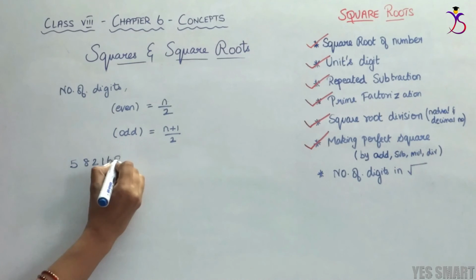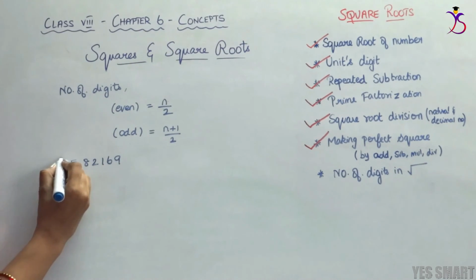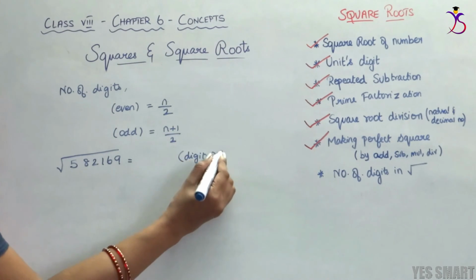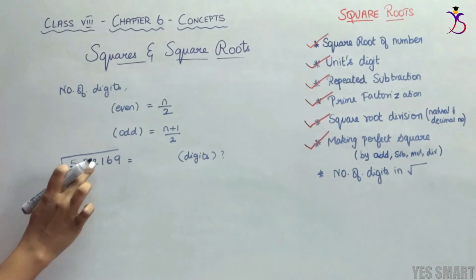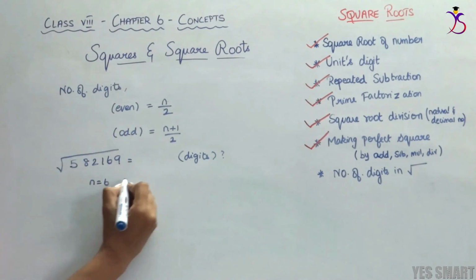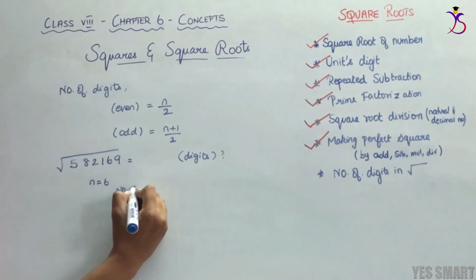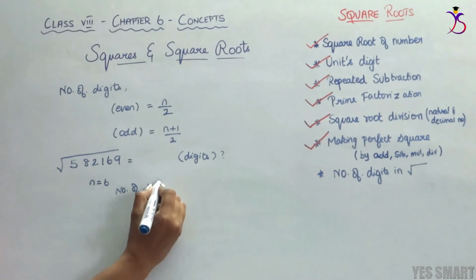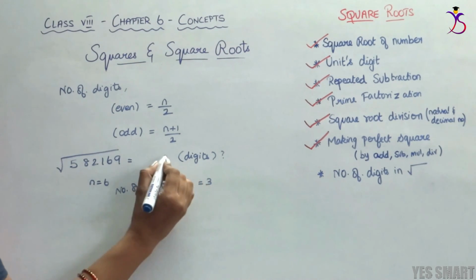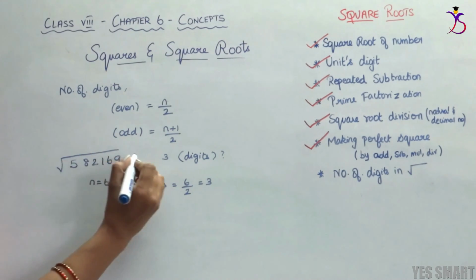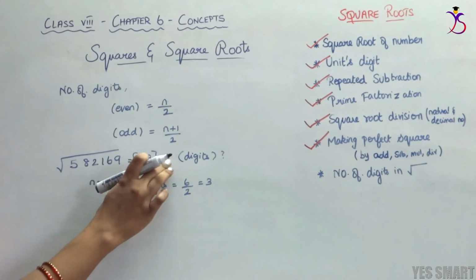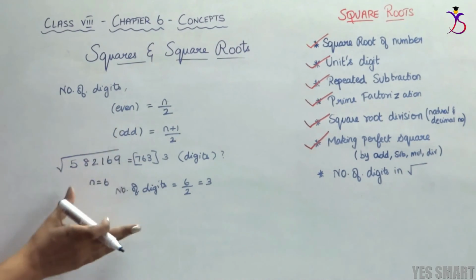582169. So we will take the square root of this and we will find how many digits the answer has. 1 2 3 4 5 6, n equal to 6, which is even. Therefore number of digits is equal to 6 by 2, which is equal to 3. Therefore we will have 3 digits in the answer. Actually the square root of this number is 763. 1 2 3, so we will have 3 digits in the answer.